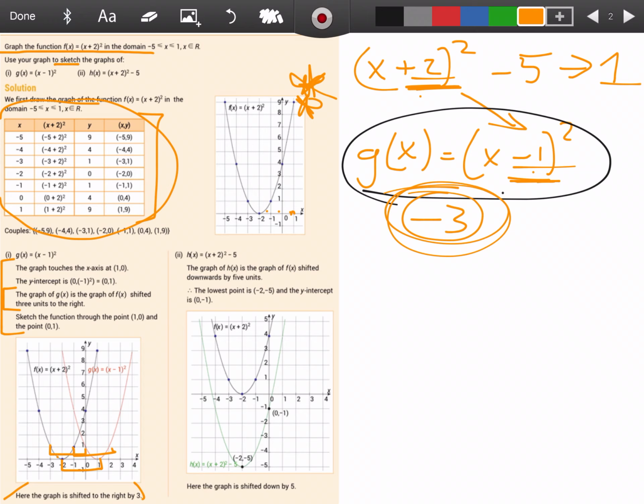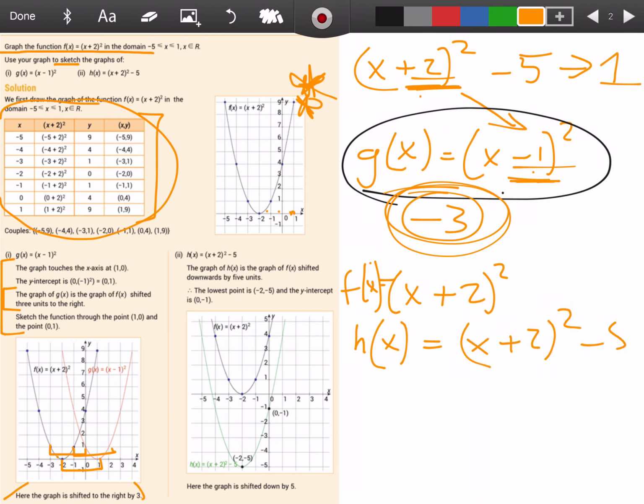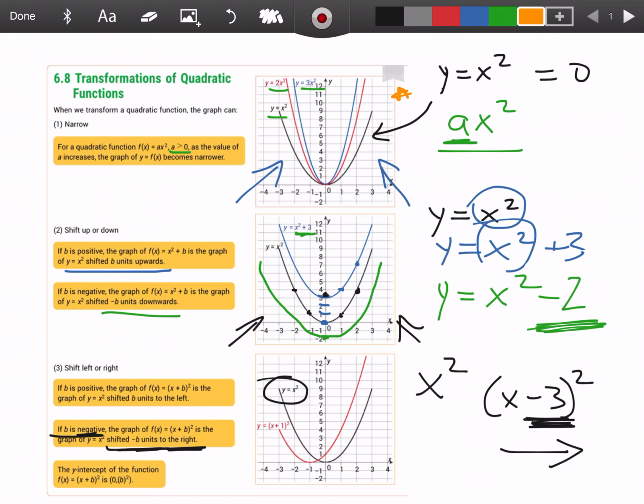In the next one here, we can see the original again was x plus 2 squared. That was the f of x, wasn't it? At the start. And now my new one, the h of x, is x plus 2 squared minus 5. Now, it's outside the brackets, so I'm not moving to the left or right. It is the same as what we did in the second one here.